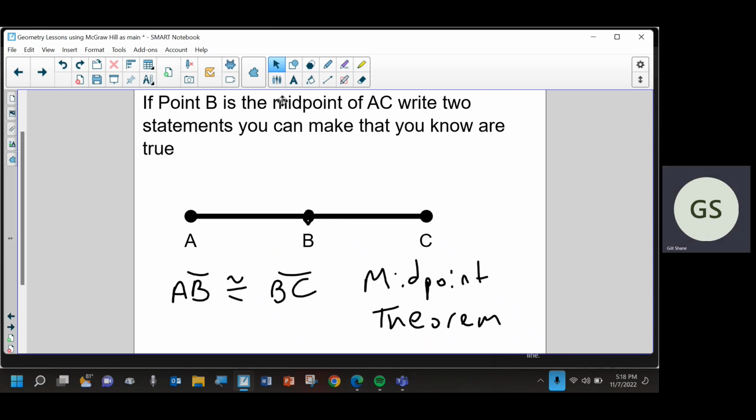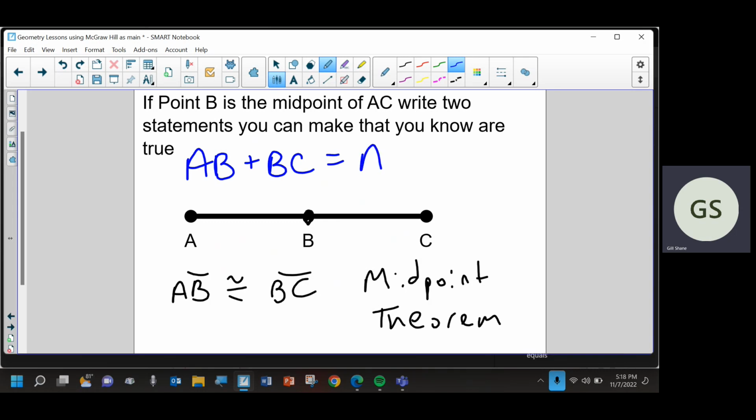So this statement is really true in other situations as well, not just when it's the midpoint, but it's still true when B is the midpoint also. This statement that we learned a long time ago says that AB plus BC equals AC. And we could also make that into a congruence statement as well. I could say that those are the segments and that those segments are congruent. AB plus BC is congruent to AC.